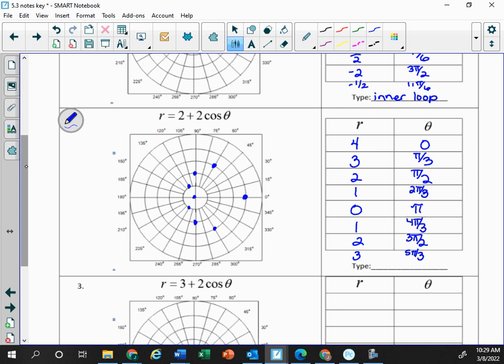Okay, this one is called a cardioid. Cardioid. What shape comes to mind if I say cardioid? Heart. All right, let me draw it. You guys see the little bit of a heart shape in there? Use your imagination. I mean, it's a very roundy heart.